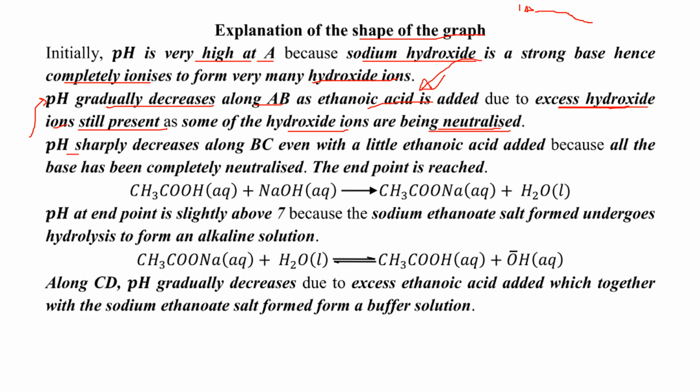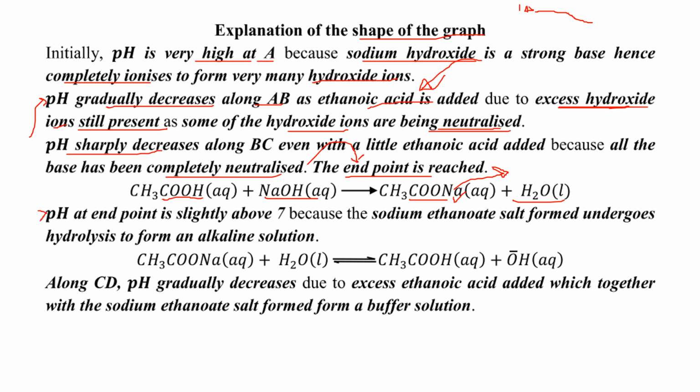And then we look at the sharp decrease, and we say that at the sharp decrease we have 3 points to explain. First of all, it is due to complete neutralization. Complete neutralization is occurring because the endpoint is being reached. Then you have to write the equation for the complete neutralization. So you say that ethanoic acid reacts with sodium hydroxide, forming sodium ethanoate and water. But remember that I told you this salt is a strong salt, so it fully ionizes, forming ethanoate ions and sodium ions.